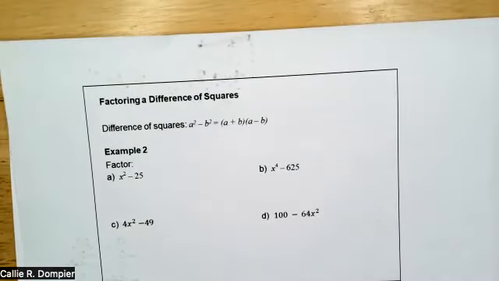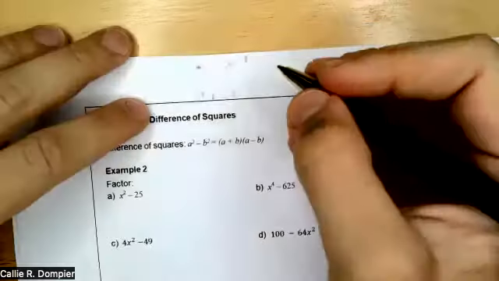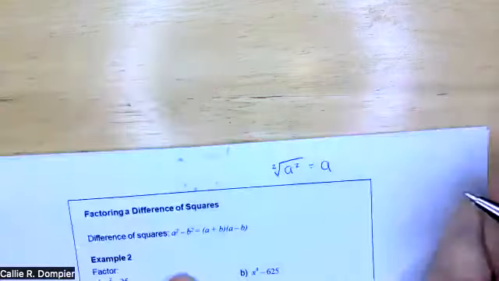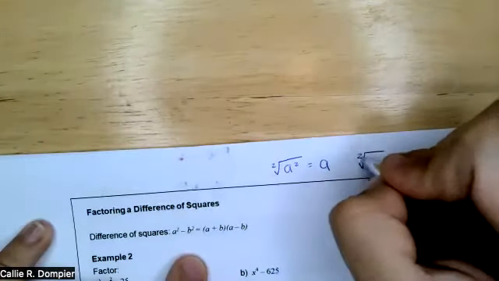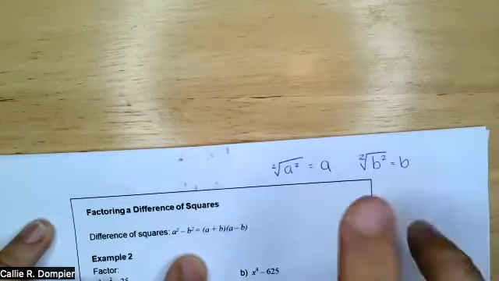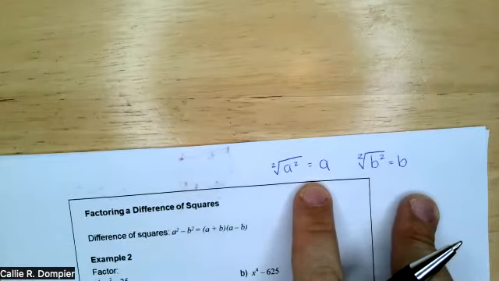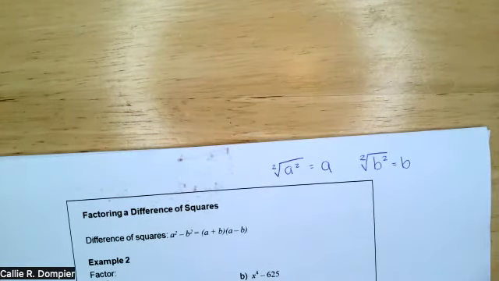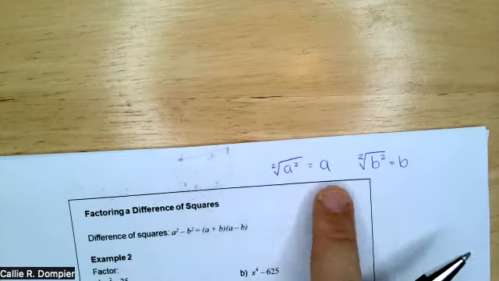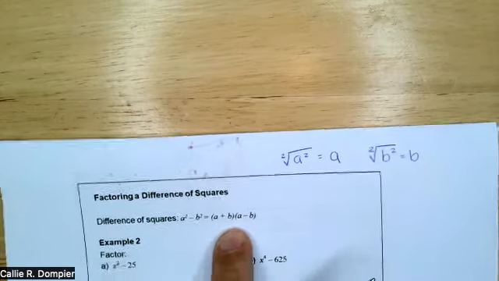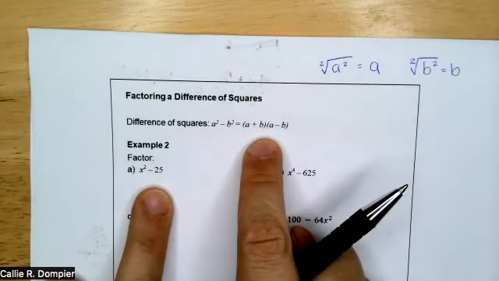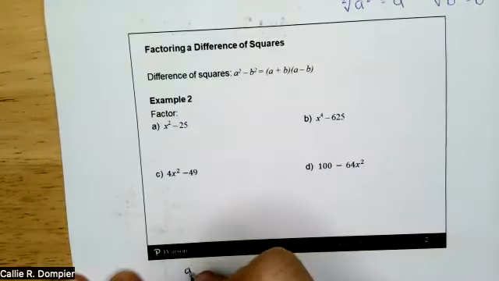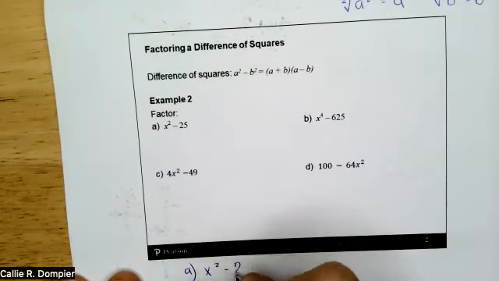All right, difference of squares. So the square root of a squared is a, is what they mean here. The square root of b squared is b, and these are whole numbers. So that's how you know you can use this. Anytime you have a perfect square here and a perfect square here, you can just automatically change it to the 2 factors. Good. So for a, I have x squared minus 25.